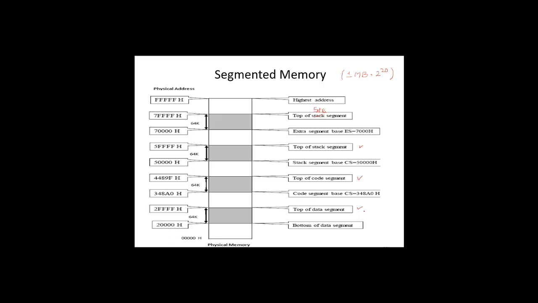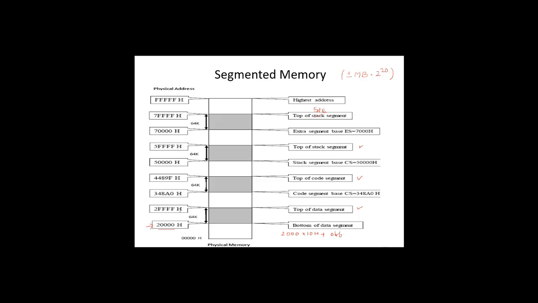See here, the data segment starts from 20000H memory location and ends with 2FFFFH. Why is it FFFFH? As I already told, if the starting address of any segment is 20000, then what is the base address for that memory location? 2000. Why? Because we will add 0 after it, that is multiply by 10, so that will be 20000. Then the offset address.